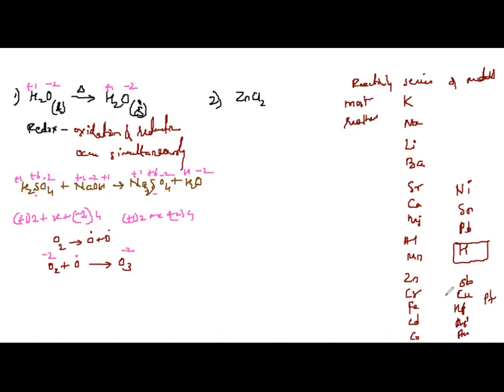And these are what? If you see, from gold onwards, from mercury onwards, they are least reactive. Okay, so here this is most reactive. So as you move down the series, the reactivity of the metals decreases. So these are least reactive. So reactivity of the metals decreases as you move down the group.